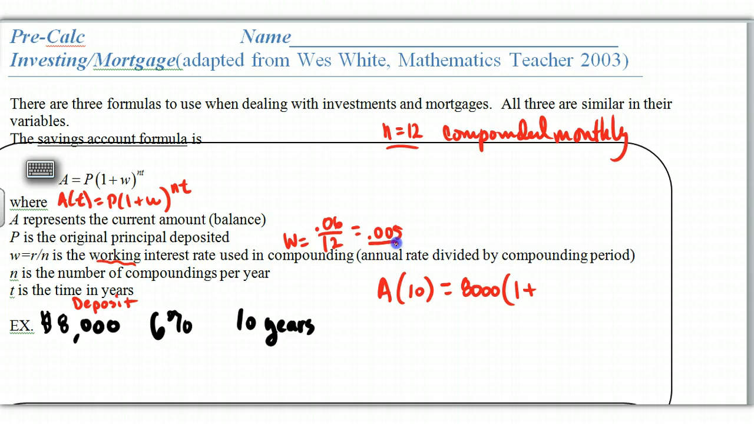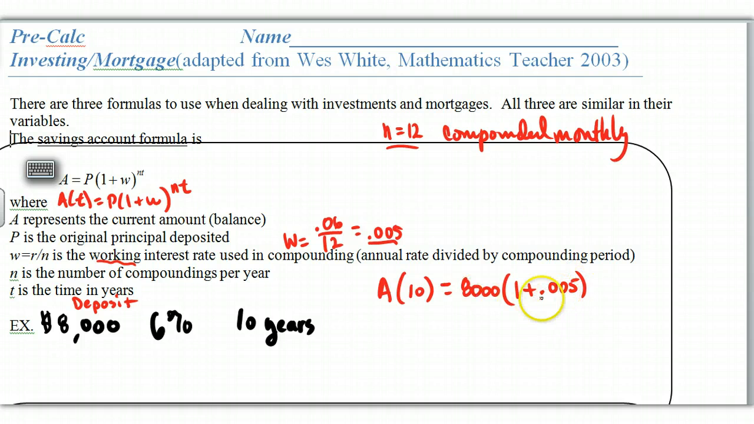What does this mean? Well, the bank isn't going to pay me 6% every month. There's no way that they're going to do that. But what they will do is take this annual rate and split it up into 12 equal parts, and then they will pay me this rate right here per month. And so that's what we're doing. So this would be 0.005.